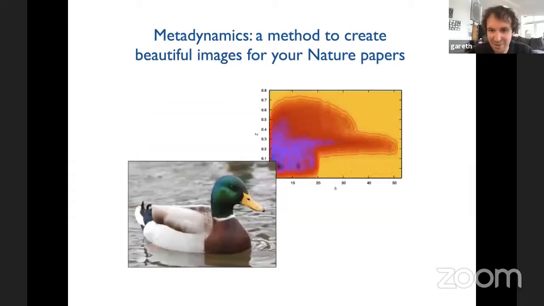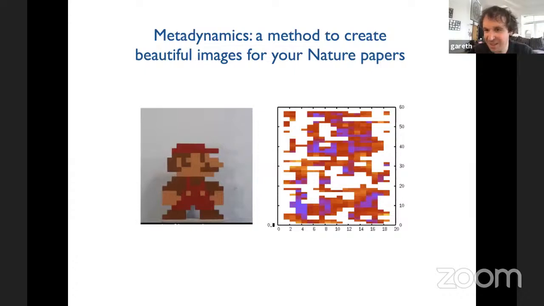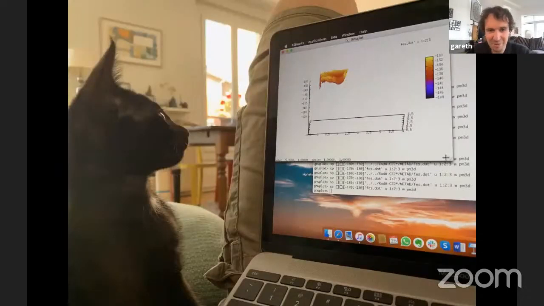Here, if it's got a beak and it goes quack, it's a duck. This free energy looks like a duck. This free energy is Super Mario. So we can make these nice pictures that we can put into various papers. And these pictures will also fascinate everyone. Everyone loves a free energy surface, including this cat here, which I don't know whose cat that is.